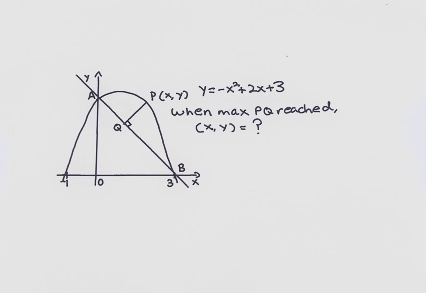P is a point on the parabola, while Q is a point on the line AB, such that PQ is perpendicular to AB. When the value of PQ is maximized, what are the coordinates for the point P?